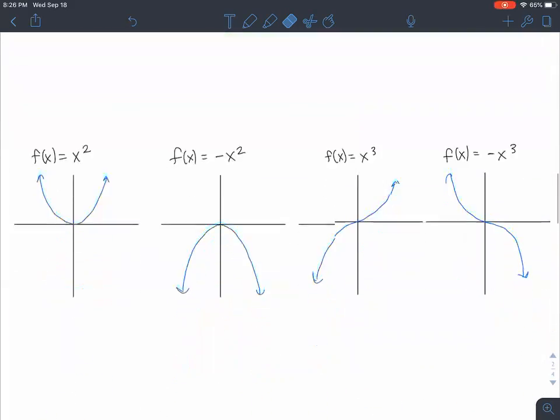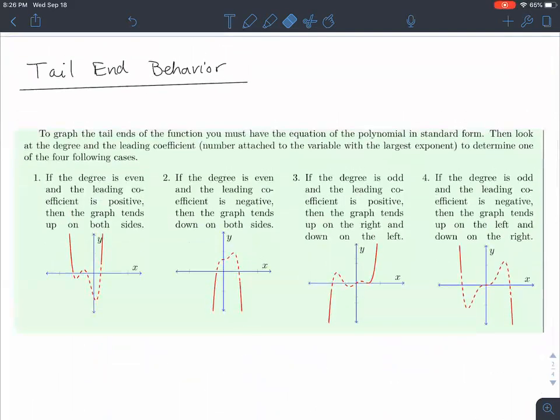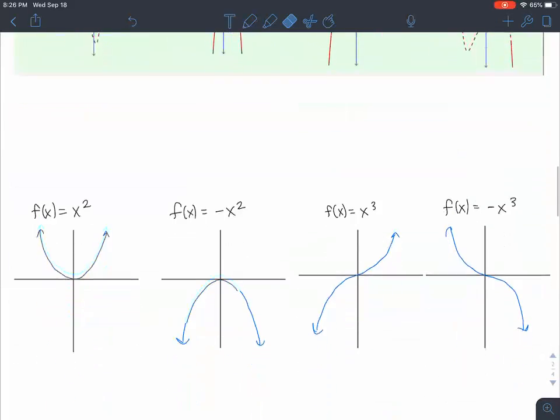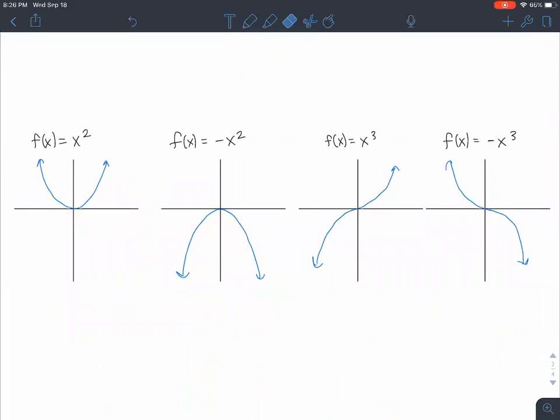All right, so after you've read that box, you should kind of understand how to determine the tail end if I give you a polynomial. What I like to do is think of the most simple cases, which are here. The polynomial f of x equals x squared. Notice my coefficient is 1, so my leading coefficient is positive. In this case, I only have one term, x squared, so my leading term is just x squared. My leading coefficient is 1, which is positive, and my exponent is an even number.